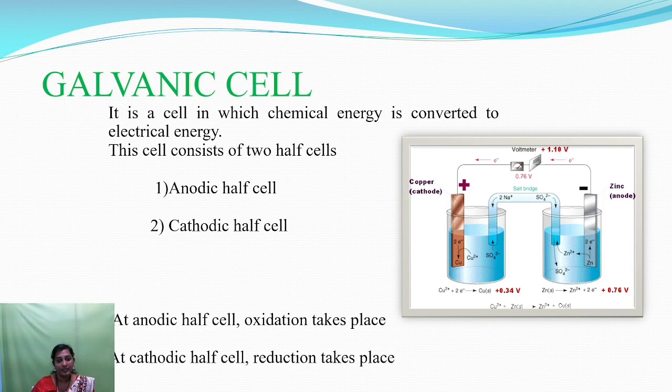Next one is the galvanic cell. It is a cell in which chemical energy is converted into electrical energy. This cell consists of two half cells: first, the anodic half cell, and second, the cathodic half cell. In the anodic half cell, oxidation takes place. In the cathodic half cell, reduction takes place. The cathode electrode is copper and the anode is zinc. The oxidation reaction occurs with liberation of electrons: Zn gives Zn2+ plus 2 electrons. The cathodic reaction means reduction, acceptance of electrons: Cu2+ plus 2 electrons gives copper.